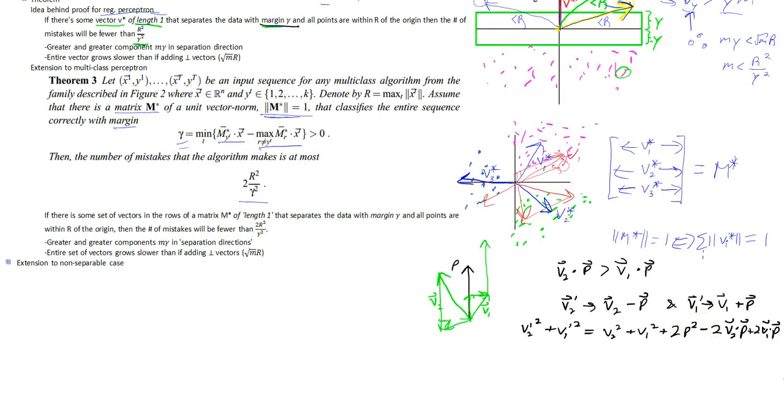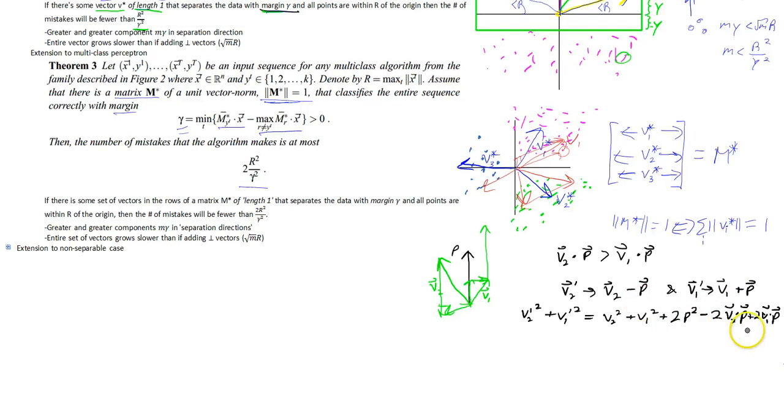Okay, so remember v2 dot p was bigger than v1 dot p. Therefore, this part is going to be negative, which means overall this is going to be less than or equal to v2 squared plus v1 squared plus 2p squared. So each time, here I only looked at these two components because v3 wasn't changing, but overall the norm of our matrix is increasing by less than 2p squared each time. Therefore, the norm of our matrix, now it's not m star, now it's the actual matrix as we run our perceptron, will be less than or equal to 2 times the number of updates, times p squared. I'll put a square in there.